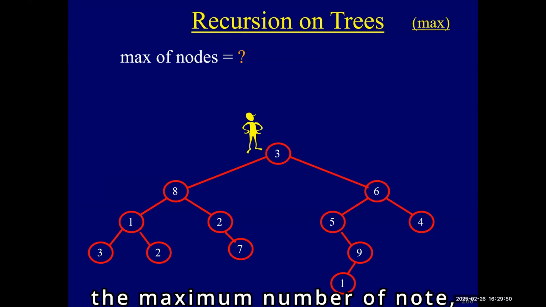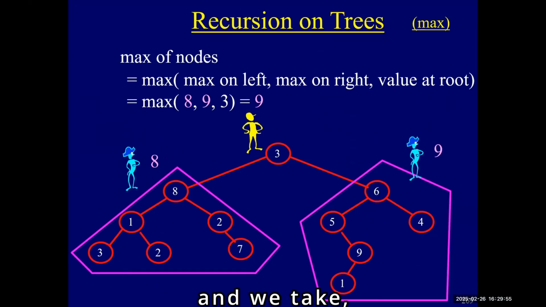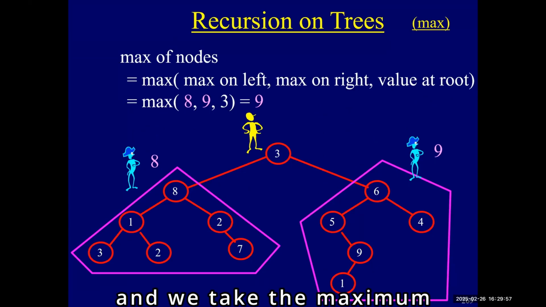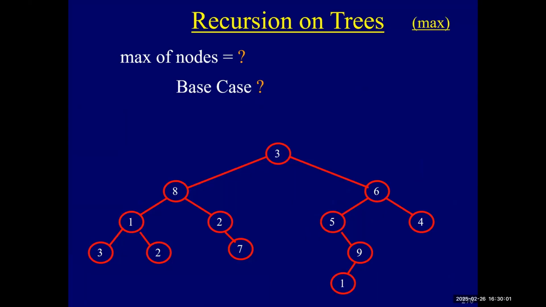We get the value on the left, the value on the right, and the root, and we take the maximum of all of them, right? Now the question is, what is the maximum value in the empty set?